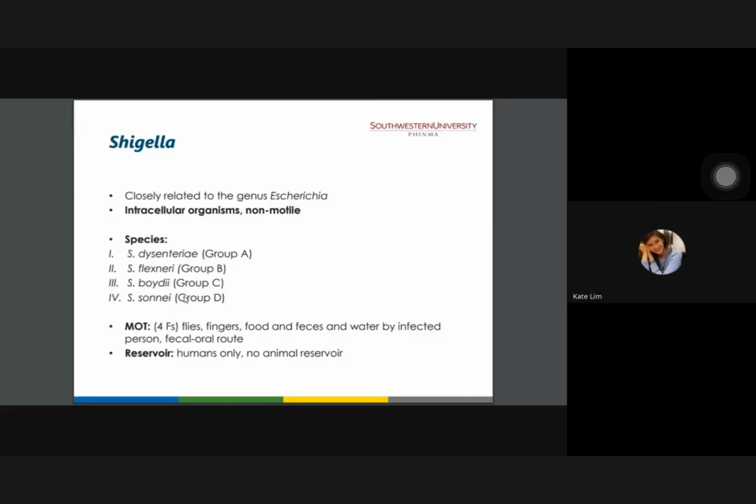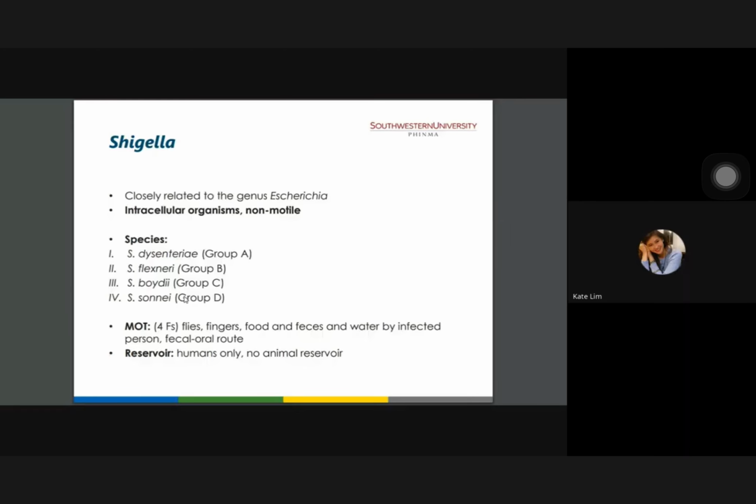Going back to Shigella, it is divided into four main species. Each main species has different groups and is associated with different diseases. Group A, dysenteriae, is known to cause severe dysentery. We have flexneri, which is very common in developing countries and also causes moderate dysentery. We also have boydii, which is group C. It is less common, but it could also cause dysentery.